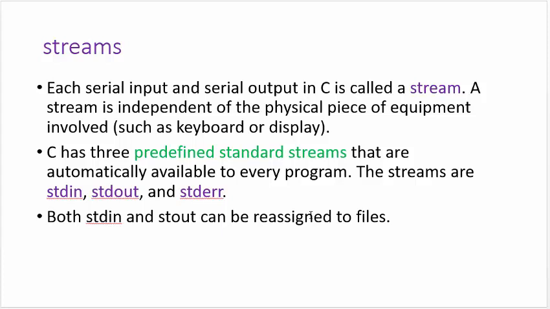The serial stream, input and output in C, is actually independent of the piece of equipment involved, such as the keyboard or display. So I could stream instead to a printer, or I could stream to a file, which we'll do later on. C has 3 predefined standard streams that are automatically available in every program. These are the standard in, the standard out, and the standard error streams. Both standard in and standard out can be reassigned so that you're outputting or inputting to and from files.